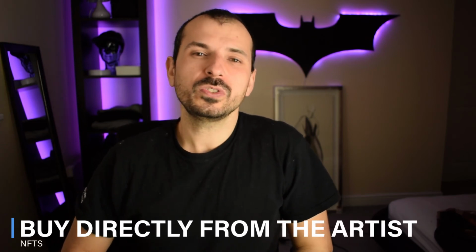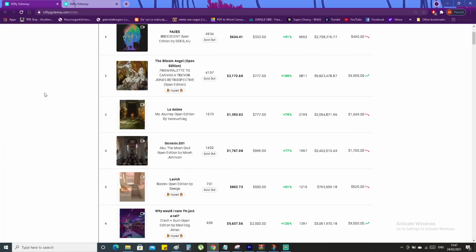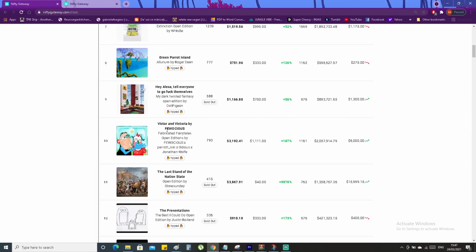And the last and most important rule is always buy directly from the artist. Never buy from the marketplace, because this is an area where it's not regulated, so there's a lot of market manipulation. And you could easily see this. For example, on Nifty Gateway, you could actually choose a piece and see what's on sale and just sort them out by the lowest price on sale.